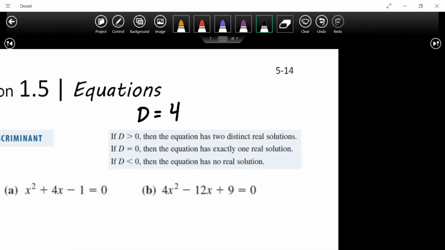So it's b squared minus 4ac. This helps us determine whether we have one solution, two, or no real solution, or what they call imaginary. Anything under a square root that's negative will be considered imaginary. But we're just talking about the discriminant, which is going to come up again. If D is greater than 0, we have 2 solutions. If D is equal to 0, we have exactly 1. If D is less than 0, then we have none.